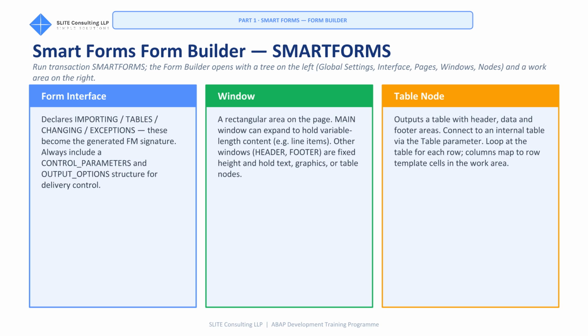Pages define the physical page size and orientation. You can chain page 1 as first and page 2 as next, and Smart Forms flows content automatically. Within each page you place windows. The main window is special. It expands as needed to hold variable length content like a table of line items. Other windows have fixed dimensions. Table nodes link to an internal table and output header, data, and footer rows for each row in the table.